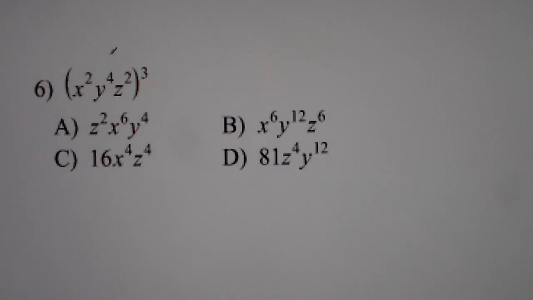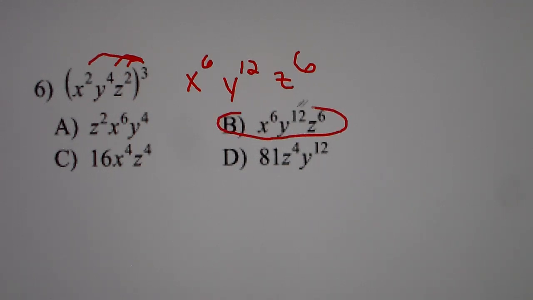Look at number 6. The 3 gets to say hello to all three of those. So x squared, 2 times 3 gets you 6. So we have x to the 6th. Y to the 4th, 4 times 3 gets us 12. And z squared, 2 times 3 gets us 6. So x to the 6th, y to the 12th, z to the 6th. Which is B.